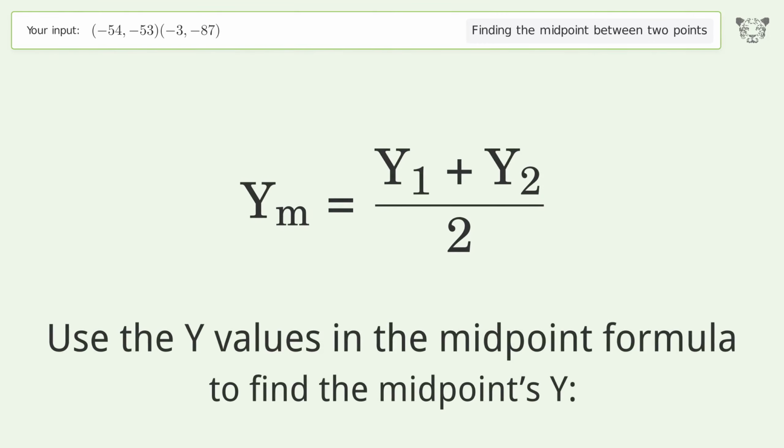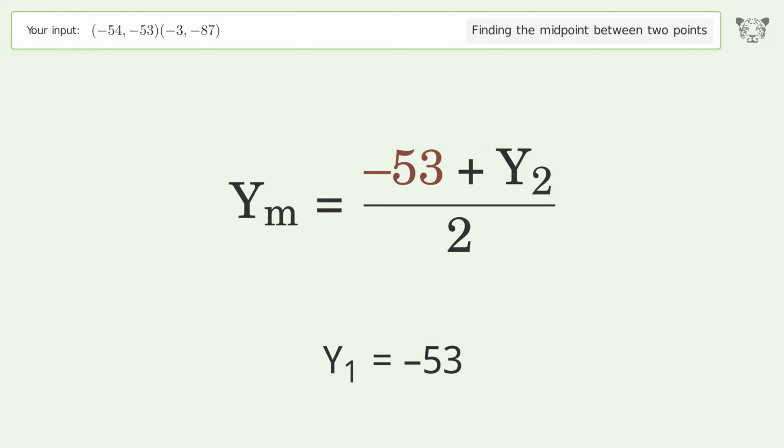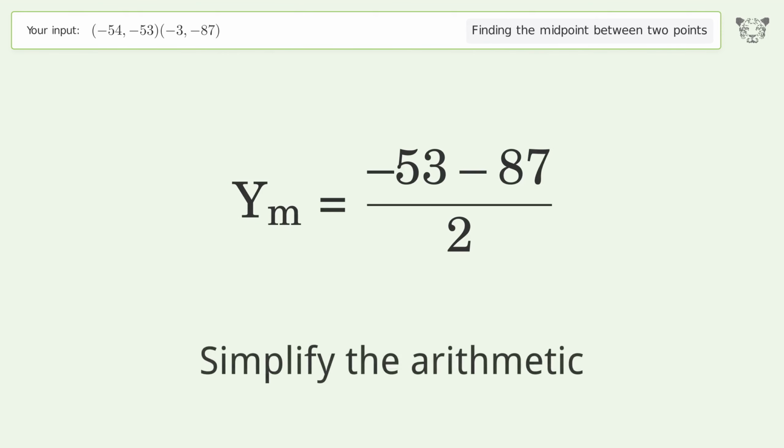Use the y values in the midpoint formula to find the midpoint's y. y1 equals -53. y2 equals -87. Simplify the arithmetic.